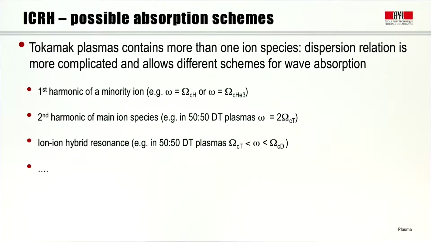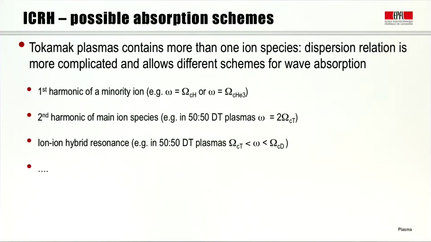Okay, the wave physics in a tokamak plasma is rather complex. One of the aspects of this complexity is that tokamak plasmas contain more than one ion species. That means that the dispersion relation is more complicated, but at the same time, it has the advantage of allowing different schemes for the wave propagation.